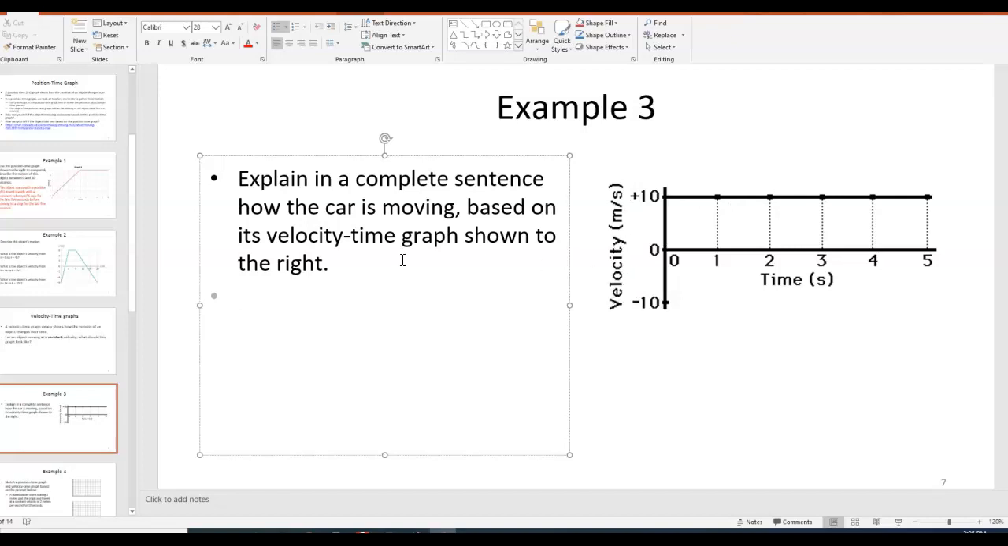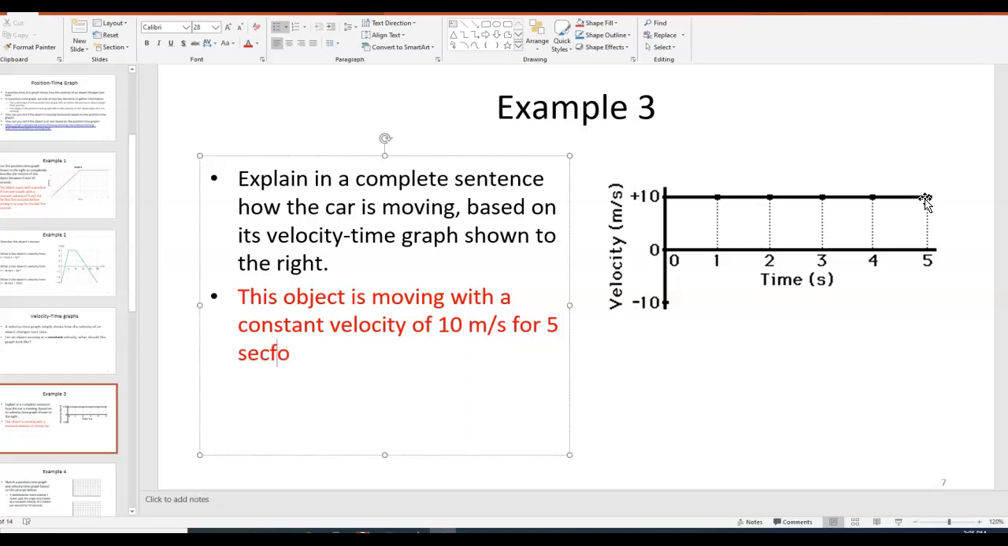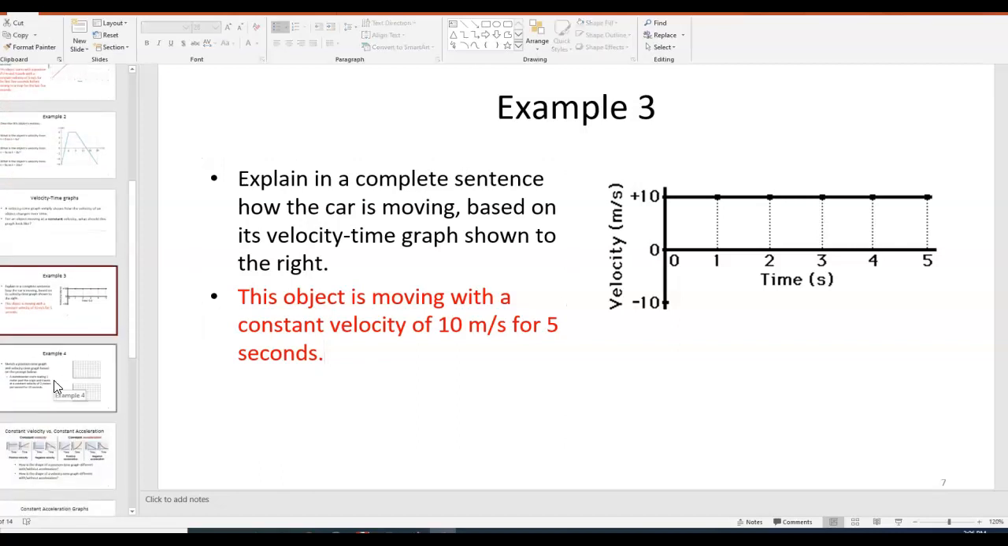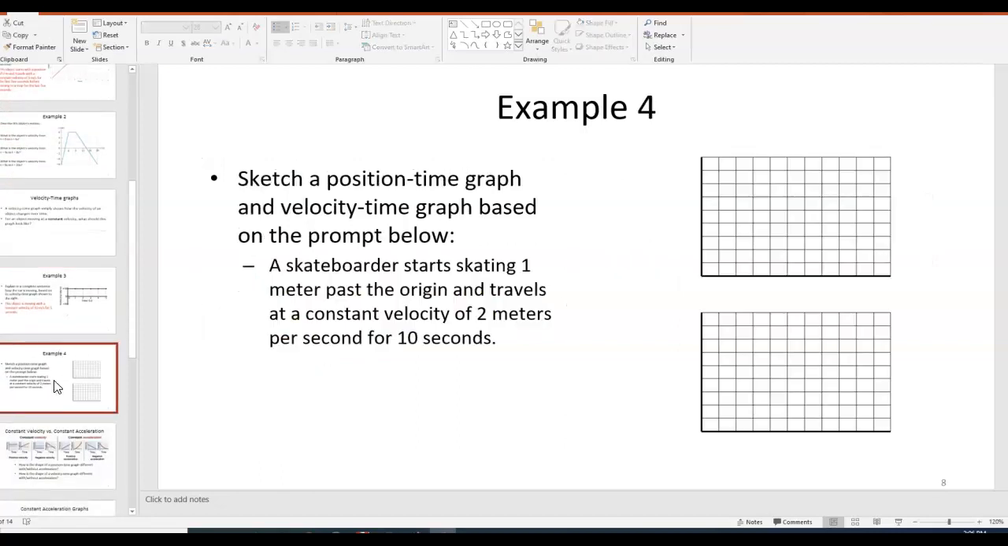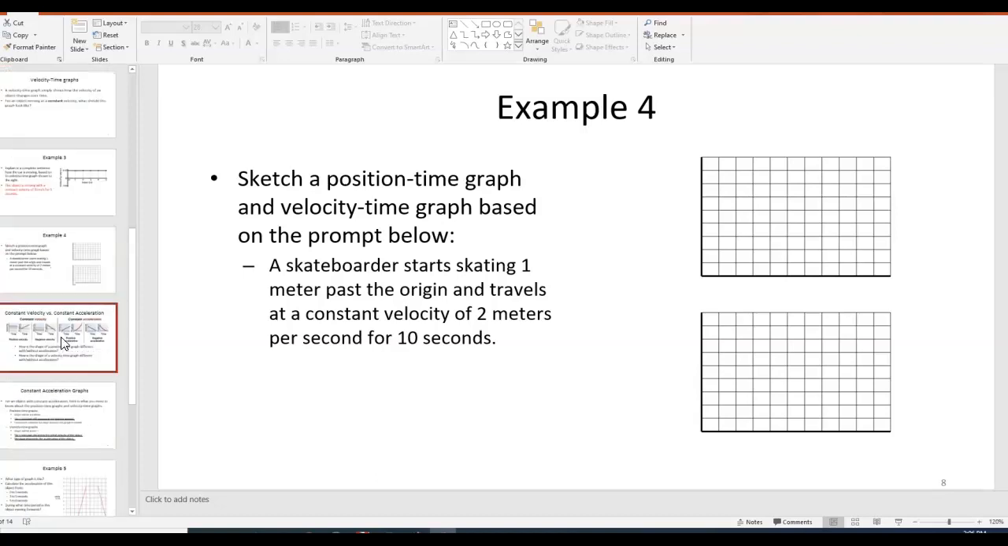So I would say that this object is moving with a constant velocity. How do I know it's a constant velocity? Well, because the velocity is not changing. You can see it's like 10, 10, 10, 10, 10, 10. So it's moving with a constant velocity of 10 meters per second for 5 seconds, because the graph goes from 0 seconds to 5 seconds. Okay, so very simple constant velocity velocity time graph problem. Okay, so we're actually going to skip example 4 just for now, just to save time.